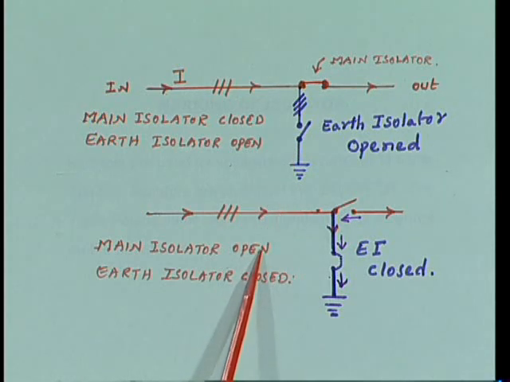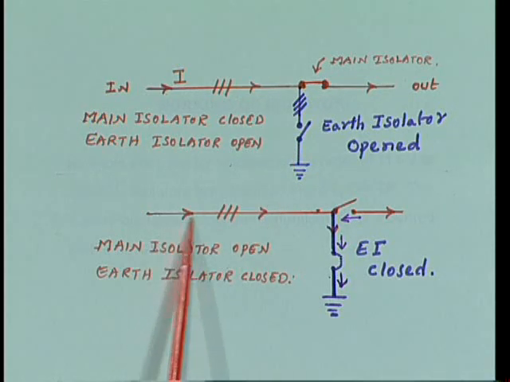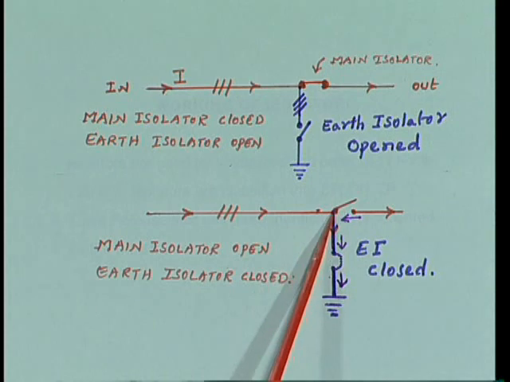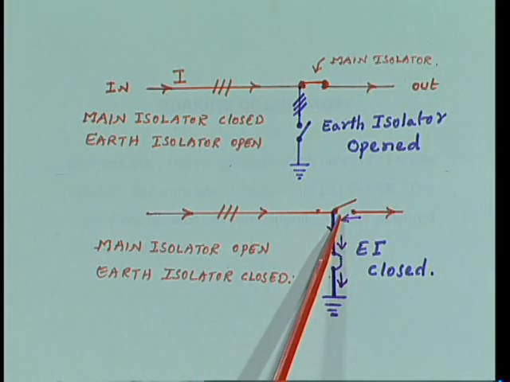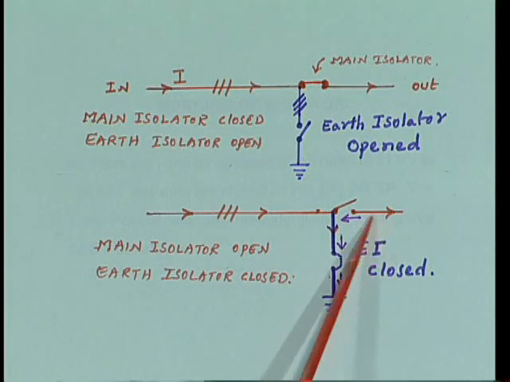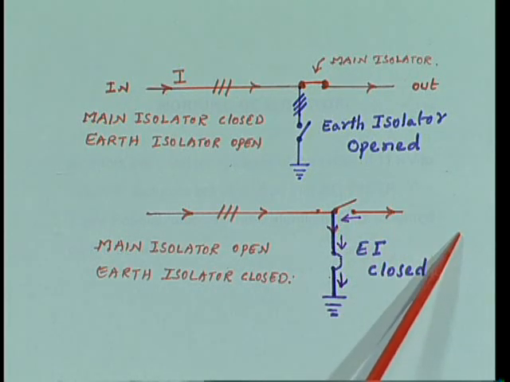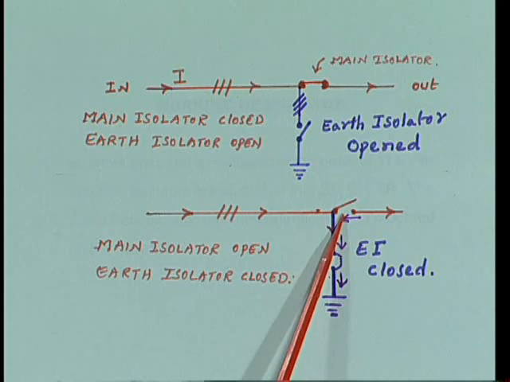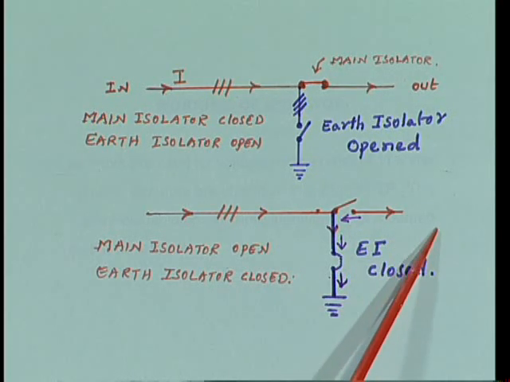And see the second figure. Now here the current passes, but it stops here because the main isolator is open. So when the main isolator is open, that means the supply is disconnected, and the equipment will not run. So why do we open this main isolator? For maintenance purposes, or if any fault exists on the load side.